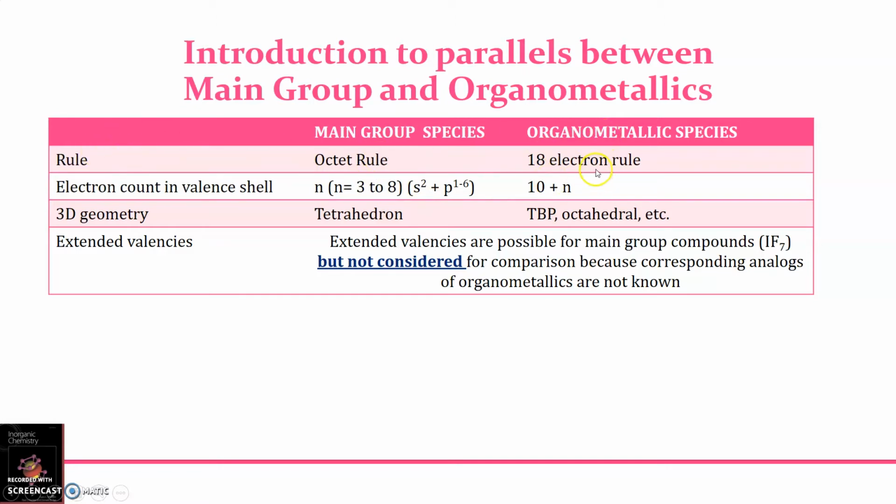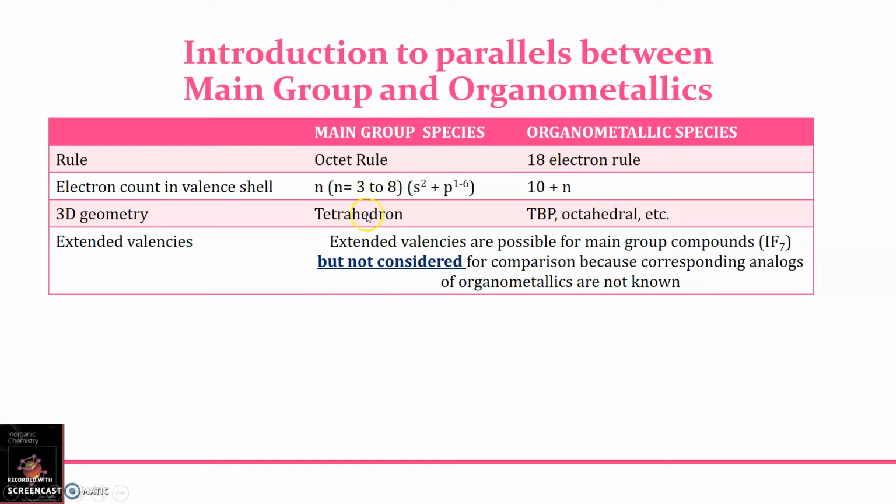Now, when we go to the organometallic species, the rule that we apply here is the 18 electron rule. Now, what is the comparison between this organometallic species and the main group species? It is a 10 electron difference. If there are n electrons in the valence shell of the main group species, in the organometallic species, we need to add the 10 electrons. This 10 electrons comes from the d orbital. So that is the main comparison here. So whatever is the number of electrons in the main group species, to that we need to add 10 electrons to find out the corresponding organometallic species.